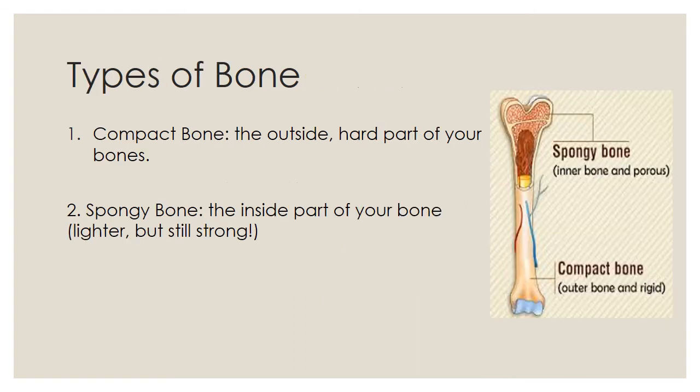There's two different main types of bone. There's compact bone and spongy bone. The compact bone is the outside, harder part of your bone. So if you look at the diagram, you can see that, the outside part. And the spongy bone is the inside part. It's called spongy bone because it's porous, meaning it's like a sponge. If you put water on a sponge, it would come out the other side, and the same with spongy bone. But if you put water on a compact bone, it would just run right off of it. It wouldn't soak into it. However, just because it's spongy, it's lighter, but it's still strong. It's still a strong part of your bone.